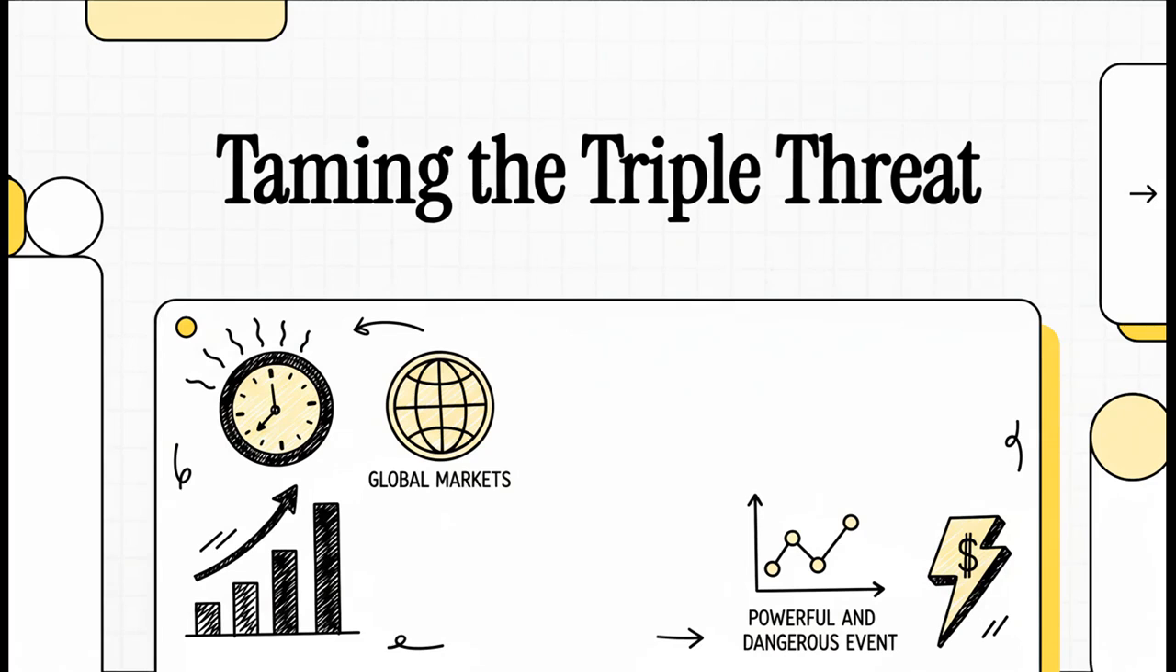Welcome to The Explainer. Today, we are tackling one of the most powerful and, let's be honest, dangerous events on the entire economic calendar, the U.S. Non-Farm Payrolls Report. Yep, this is the big one. It's a monthly data bomb that can move global markets in a flash, and today we're going to break down a professional framework for navigating all that chaos.